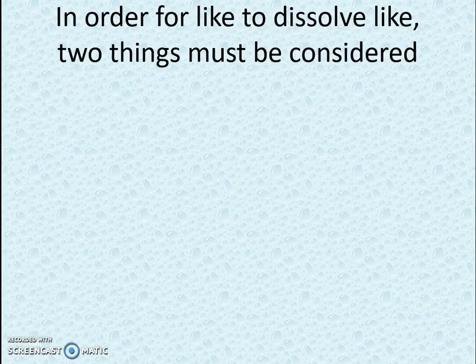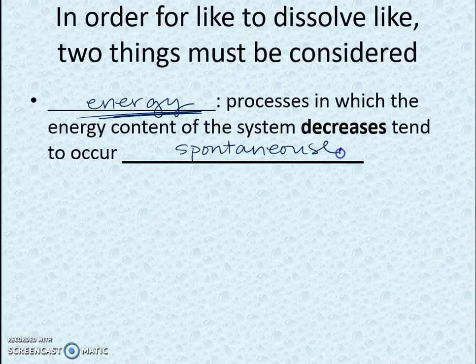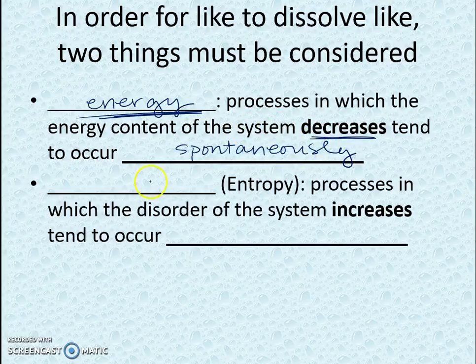Okay, so in order for like to dissolve like, two things must be considered. Okay, and this is what we're going to consider. In order for a process to happen, energy. The energy content of the system: processes in which the energy content of the system decreases tend to occur spontaneously. Okay, so if the energy decreases, it's going to occur spontaneously. Well, then we also have this thing called disorder.